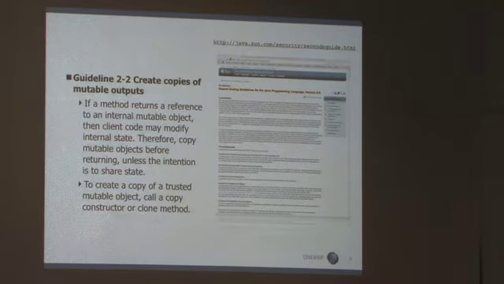So here it says guideline 2.22: create copies of mutable output. So the point is that if you have a method that will return a mutable object, it could be used to modify the internal state. So they suggest that you copy mutable objects before returning them, unless of course you explicitly want to share state. And to create a copy of a trusted mutable object, what do you do? Well, you should call a copy constructor.